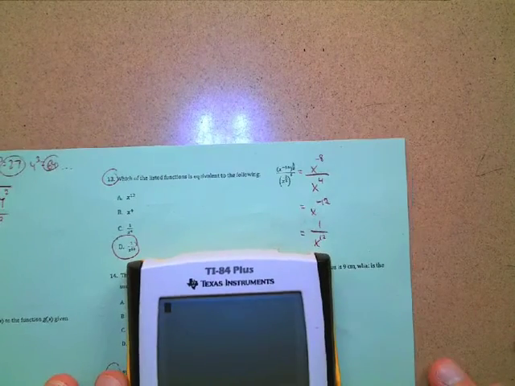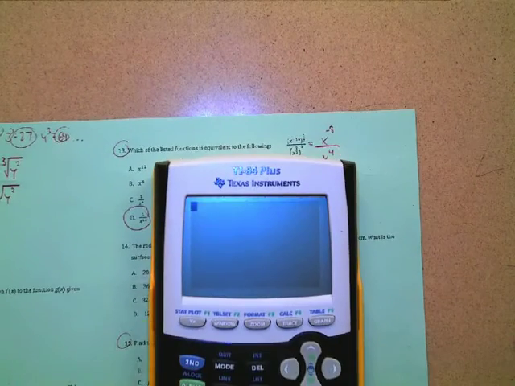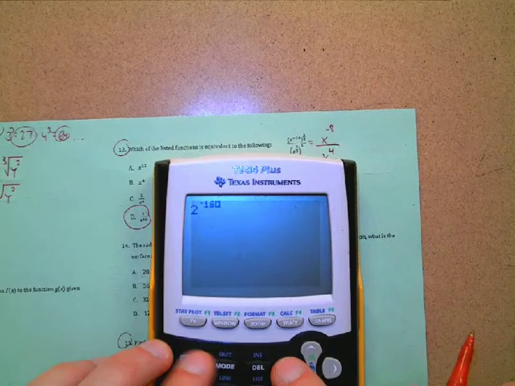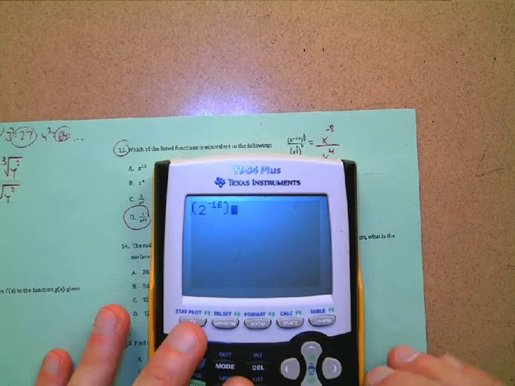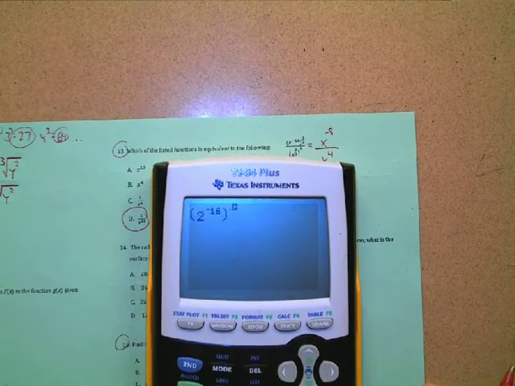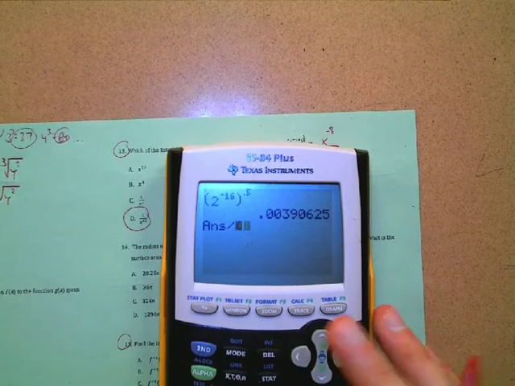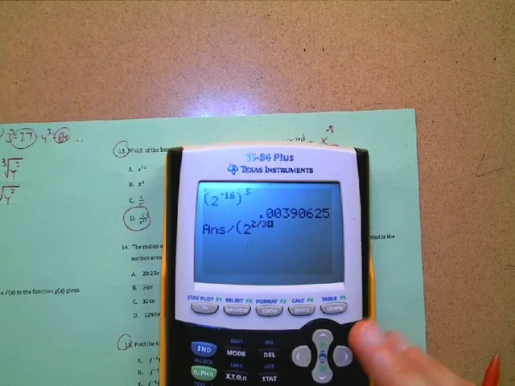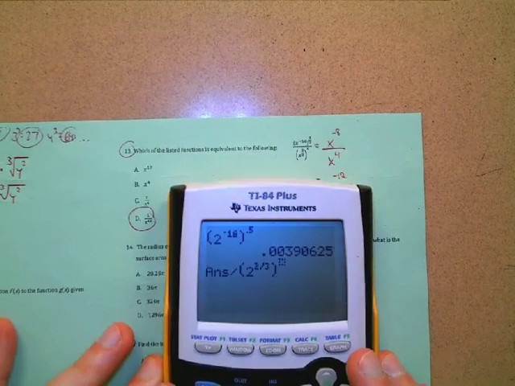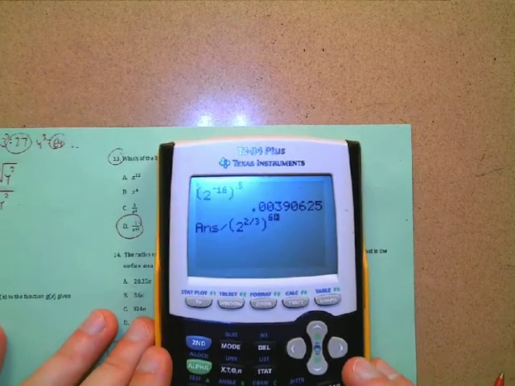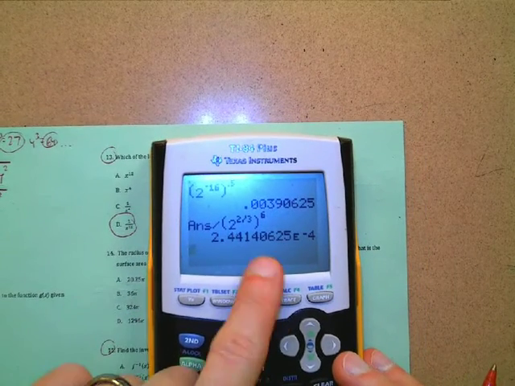So let's just say I plugged in 2. So I'll do 2 to the negative 16. Oops, I need to put parentheses here. 2 to the negative 16 to the 1/2. Okay, so there's that. I'll divide by then 2 to the 2/3 power to the 6th power. Okay, just like that, and this is my answer. Okay, so I'm looking for something that will match to this.